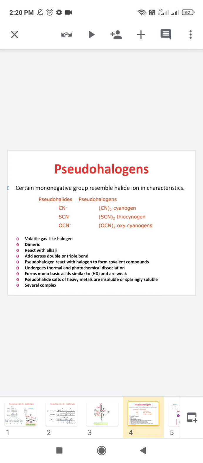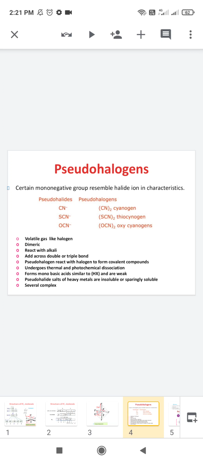Now we are moving on to the similarities between the pseudo halogen compounds and halogens. You know that every halogen is gaseous in state and diatomic. Similarly, pseudo halogens are volatile gases like halogens, and they are dimeric and they react with alkali. You know that chlorine gas reacts with KOH to form KCl. Similarly, the pseudo halogens also react with alkali. And cyanide and pseudo halogens add across a double bond or triple bond or any multiple bond.